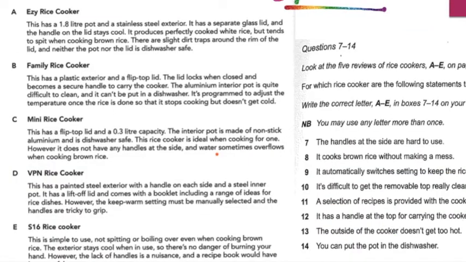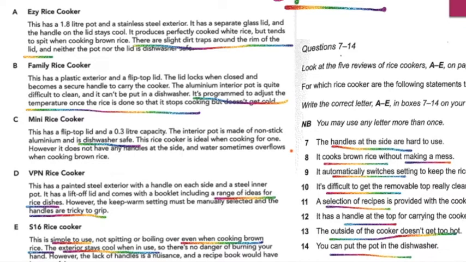Okay, so pause the video and skim the text. Now I have highlighted a few things here. Look at this one. There are slight dirt traps around the rim of the lid. For A, it is 10th. So A is 10th. Family rice cooker. It is programmed to adjust the temperature once the rice is done so that it stops cooking but doesn't get cold. So that would be 9th. It automatically switches setting to keep the rice warm when cooked. So 9th will be B.